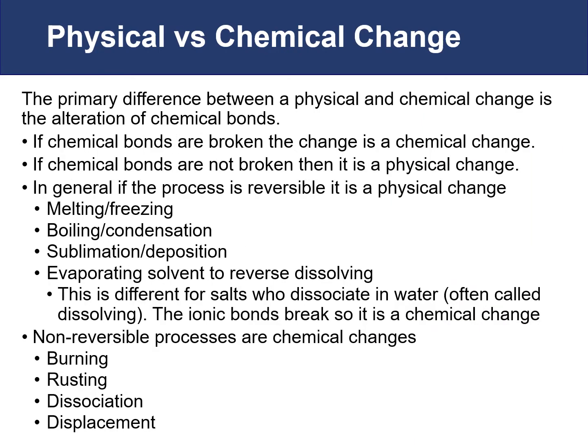So how can we differentiate one from the other? The primary difference between a physical and chemical change is the alteration of chemical bonds. If chemical bonds are broken, the change is a chemical change. If bonds are not broken, then it is a physical change. In general, though not always, if the process is reversible, it is an example of a physical change.